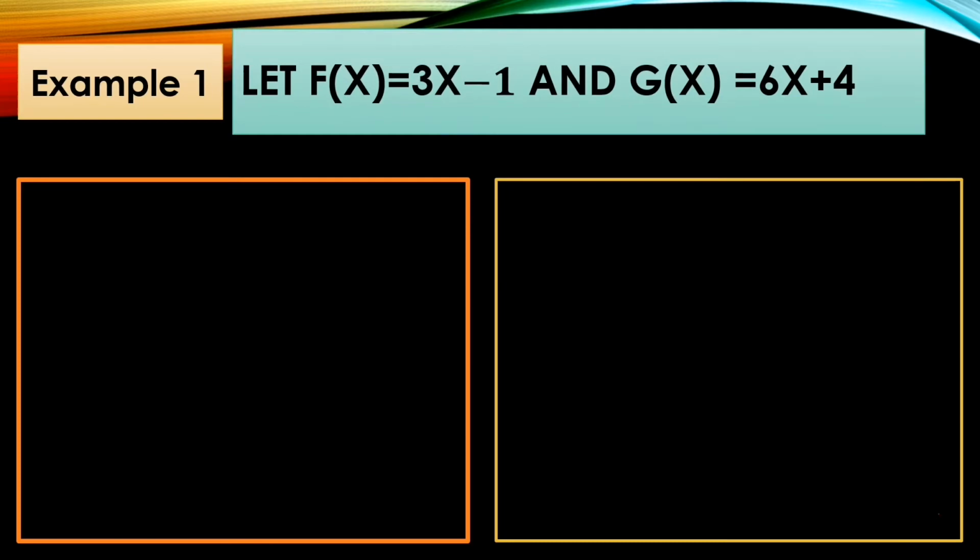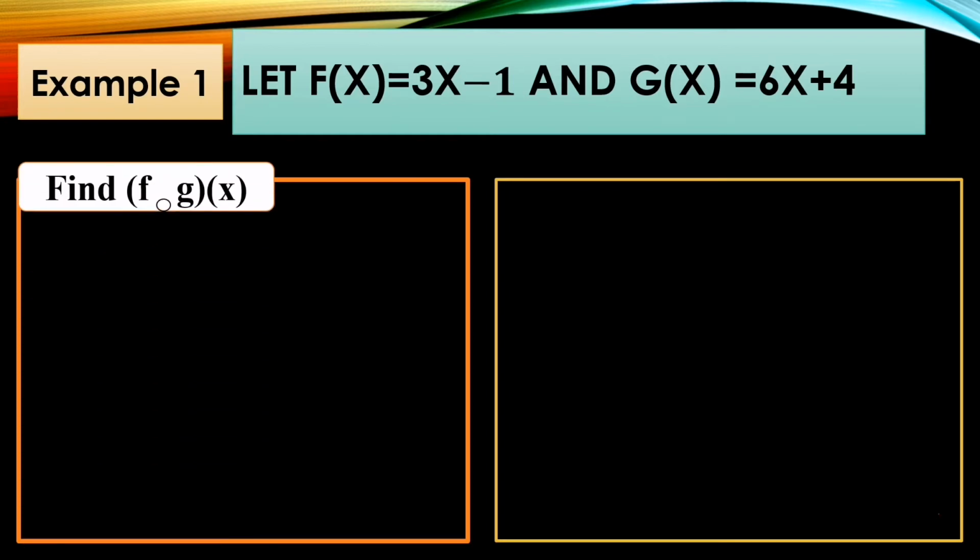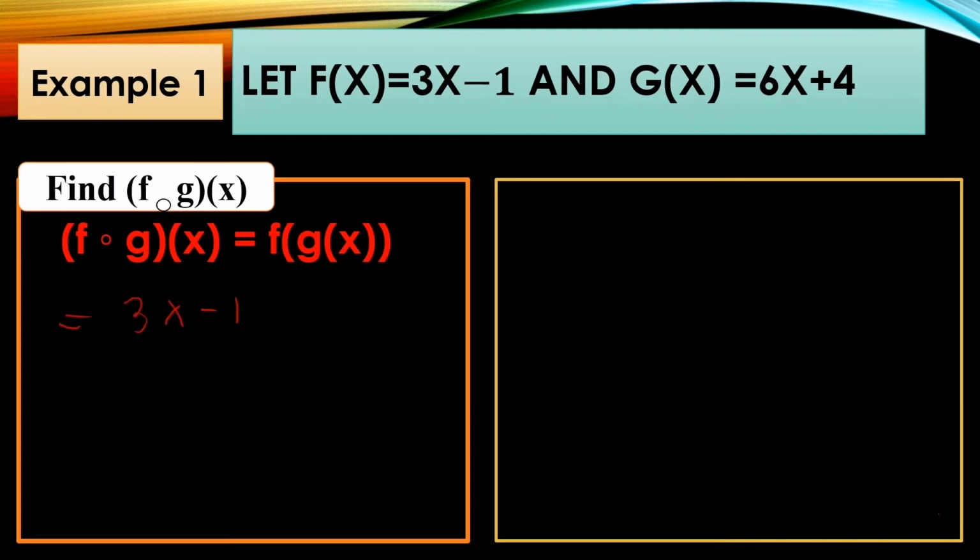Let us have example number 1. Let f of x equal 3x minus 1 and g of x equal 6x plus 4. Find f composed with g of x, or f of g of x. Again, our f of x is 3x minus 1. What we need to do is substitute the value of our x by using the g of x.